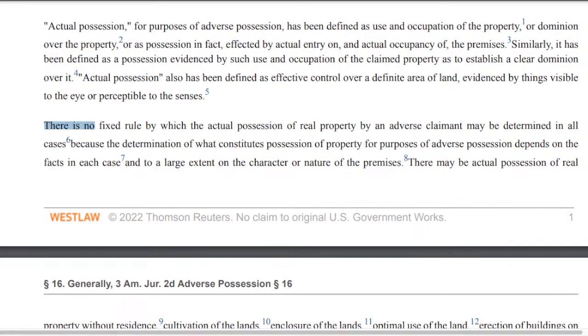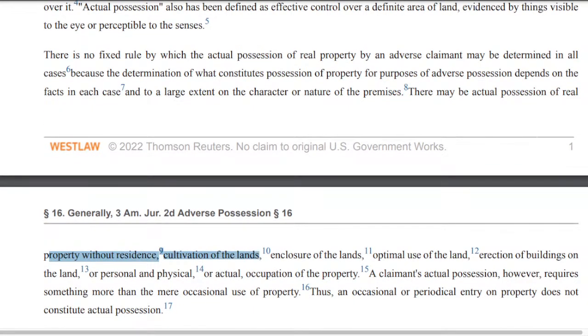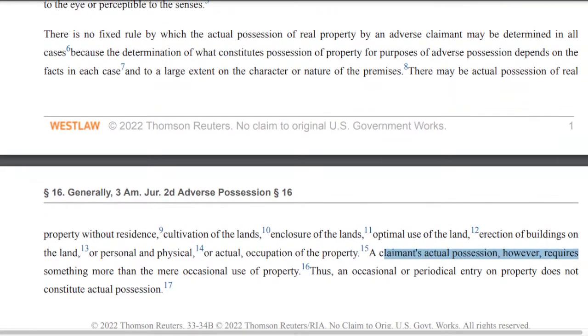Let's continue here. There is no fixed rule by which the actual possession of real property by an adverse claimant may be determined in all cases, because the determination of what constitutes possession of property for purposes of adverse possession depends on the facts in each case, and to a large extent on the character or nature of the premises. There may be an actual possession of real property without residence, cultivation of the lands, enclosure of the lands, optimal use of the lands, erection of buildings on the land, or personal or physical or actual occupation of the property. Isn't that interesting? A claimant's actual possession, however, requires something more than the mere occasional use of property. Thus, an occasional or periodic entry on the property does not constitute actual possession.